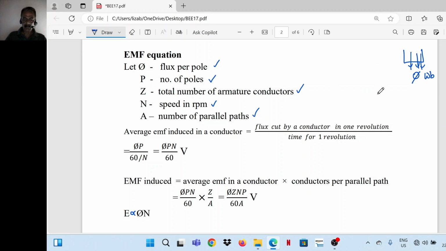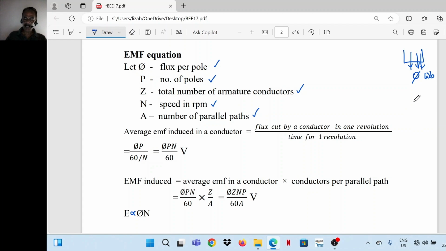P is the number of poles of the machine, 2 pole, 4 pole, 6 pole, etc. Z is the total number of armature conductors. And N is the speed in RPM. RPM is revolution per minute. And A is the number of parallel paths. Parallel path means the conductors which are connected in series coming across the armature terminals.